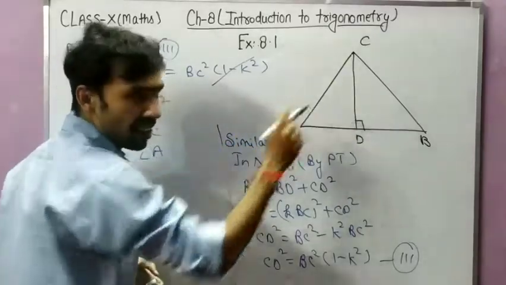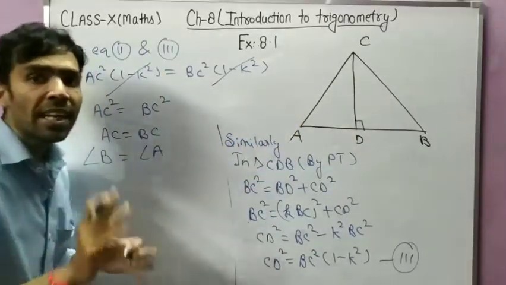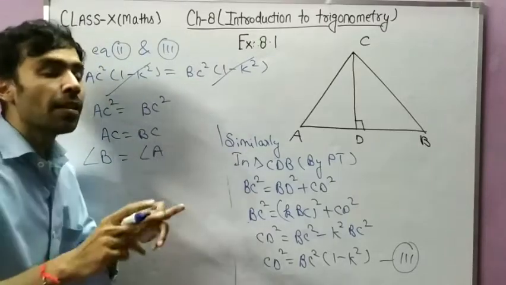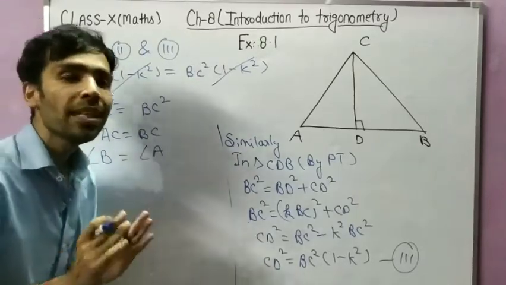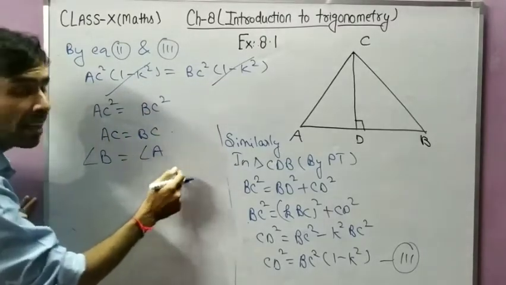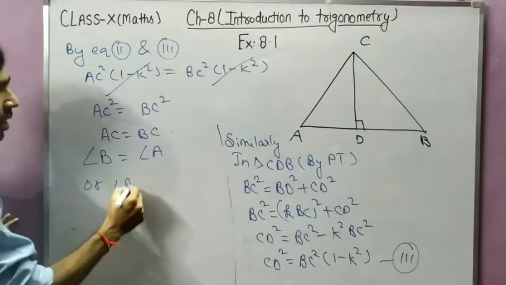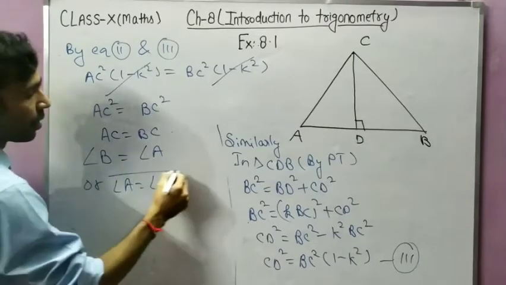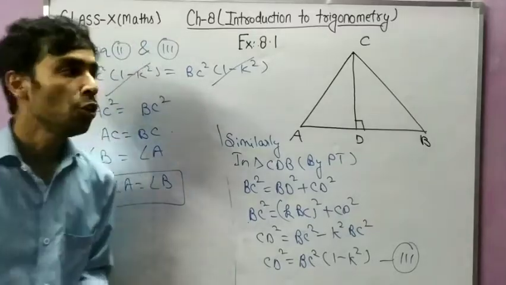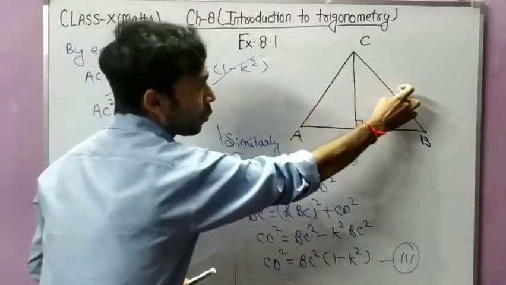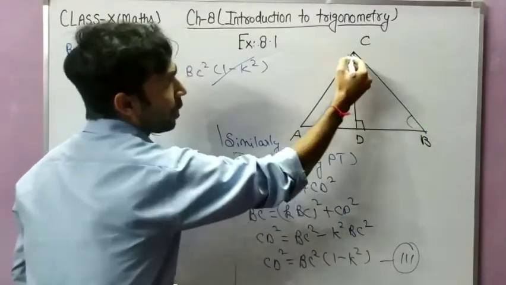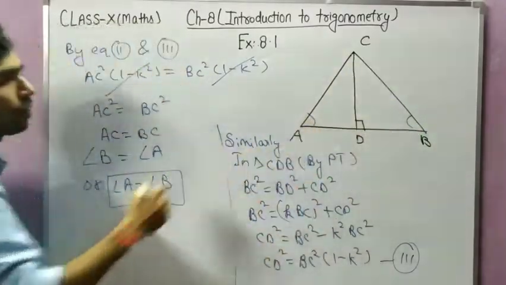Triangle was ABC, and if two sides of a triangle are equal, then what does it become? Isosceles. And if it is isosceles, its two angles should also be equal. So by seeing this, we can say angle B is equal to angle A, because triangle ABC will become an isosceles triangle. You can see now, AC is equal to BC. So in front of AC, angle B is here, and in front of BC, angle A is here. So both will be equal.